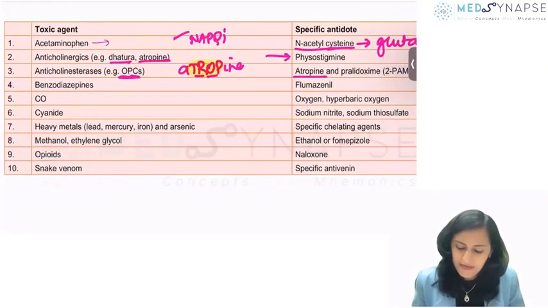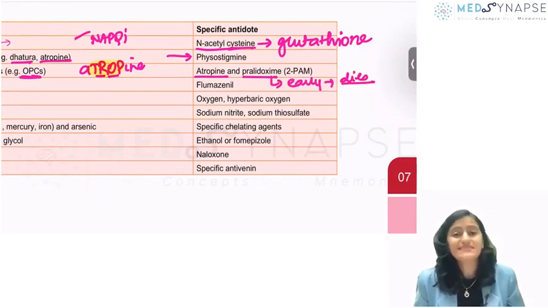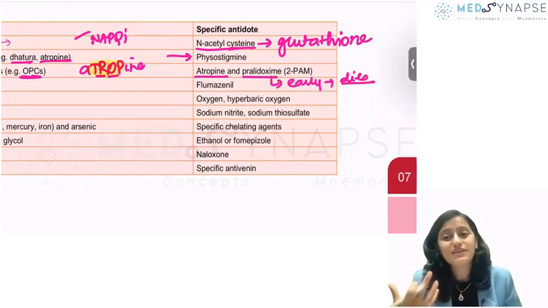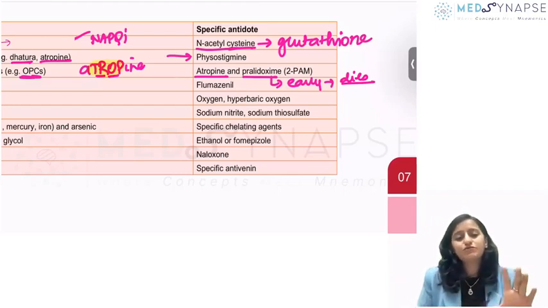Along with that, you need to give pralidoxime, early pralidoxime before the enzyme dies. Pralidoxime is the enzyme reactivator. It's like a reviver, giving CPR to the enzyme. So you have to do it early.